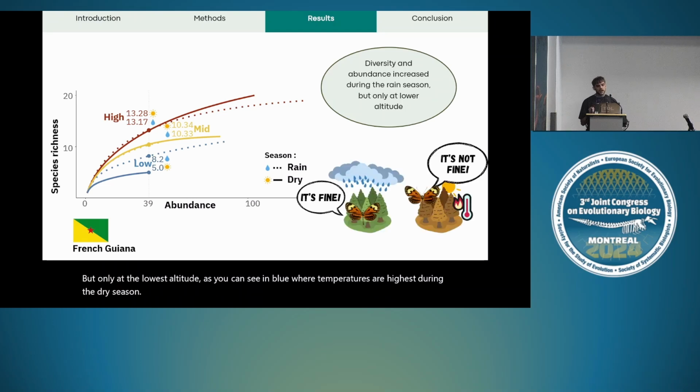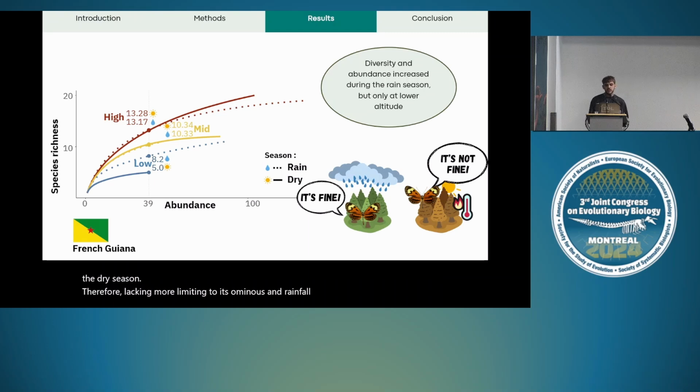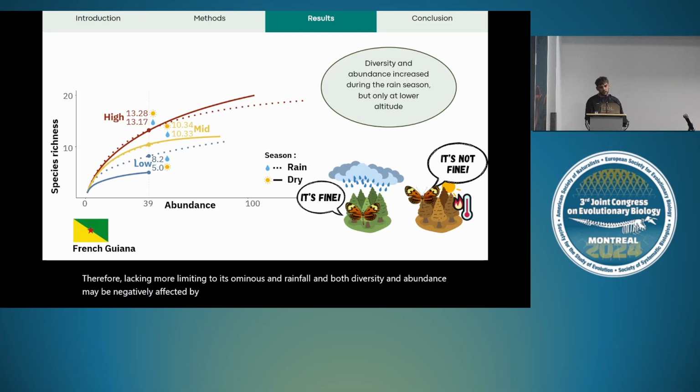Temperature is therefore likely more limiting to ithominy than rainfall, and both diversity and abundance may be negatively affected by the higher temperatures in lowland forests during the dry season.